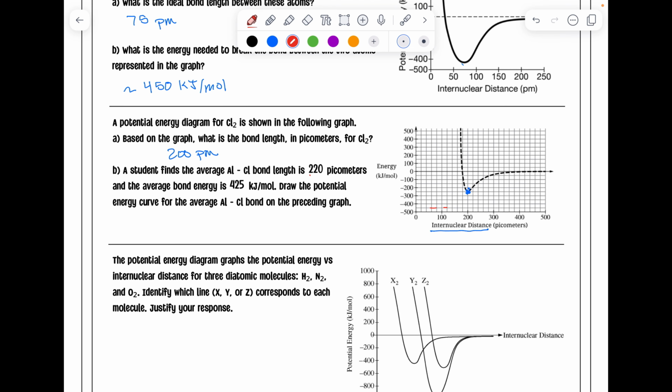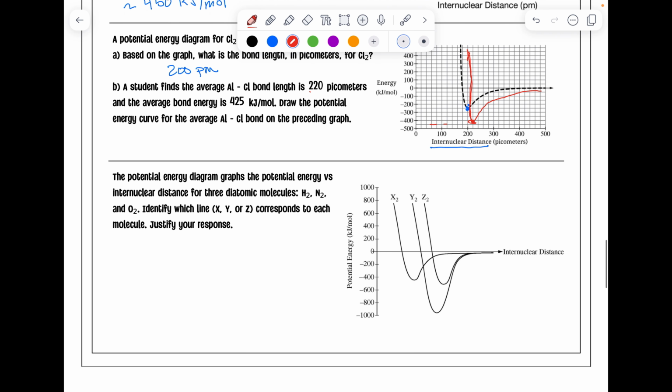I'm looking for 220, so this is 2, 4, 6, 8, 10, so that would be here. 425, so approximately here. And then I would draw my line coming down to the bottom. Oops, that's not a great curve, but going up, it would look something like that. You'd probably want to make a straighter line going down, and it would look like that.